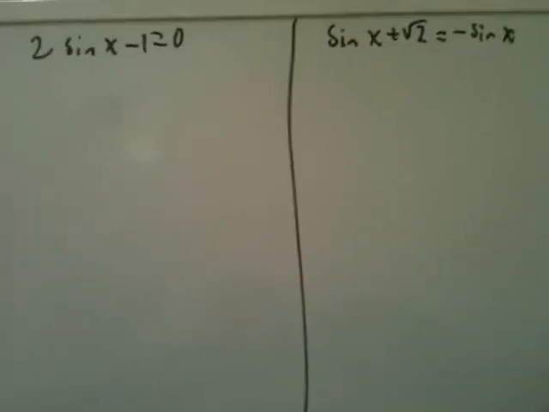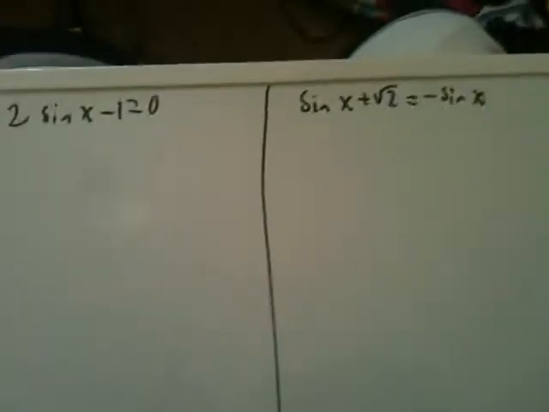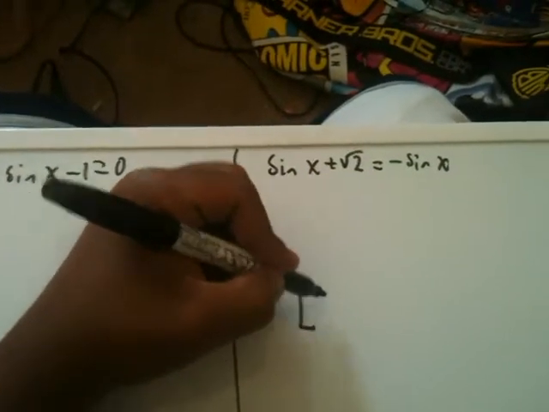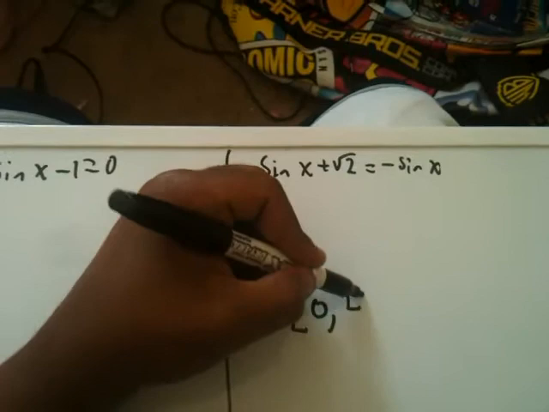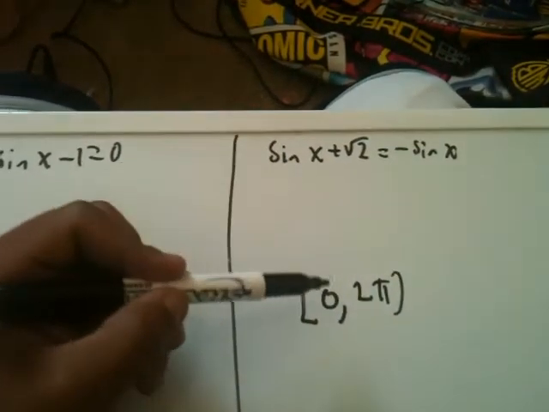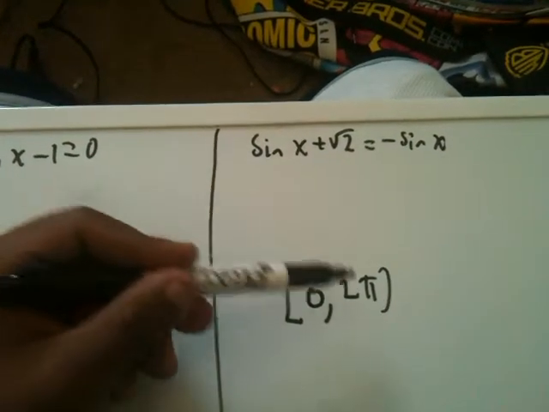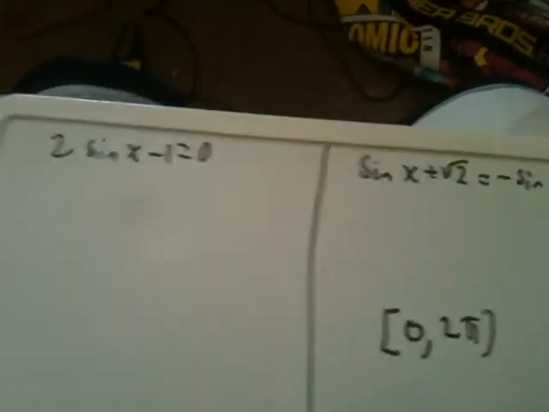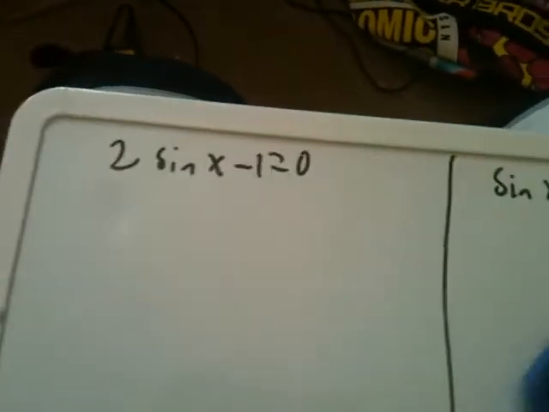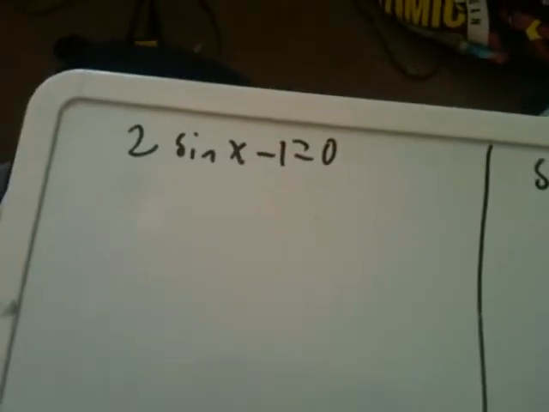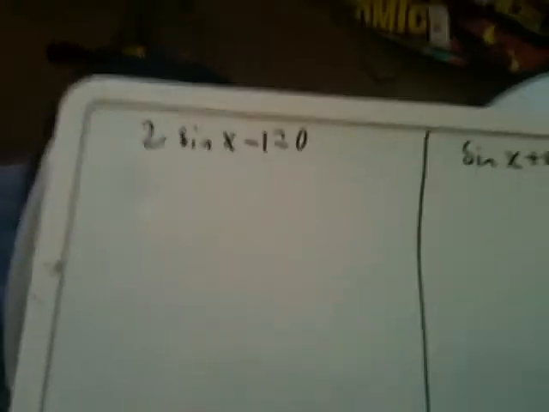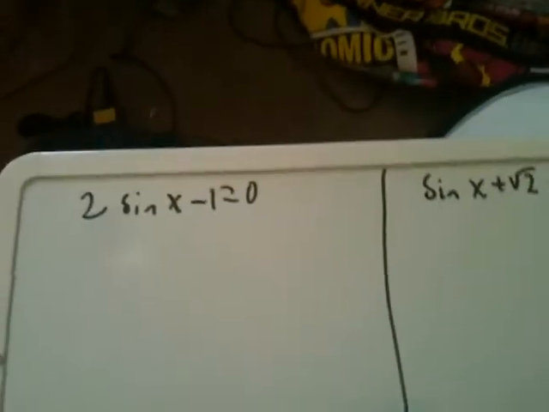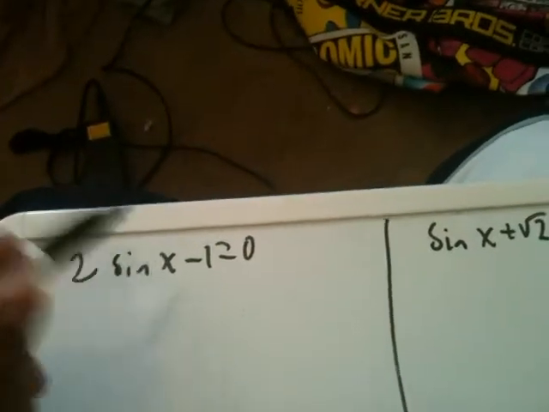I have two trigonometric equations for you. And I'm going to be solving these in the interval from closed 0 to open 2 pi, meaning everything including 0, but not including 2 pi, but everything in between. So the first one I have here on the left hand side is 2 times the sine of x minus 1 equals 0. And the way we want to do this is to find all values of x that satisfy the interval 0 to 2 pi.